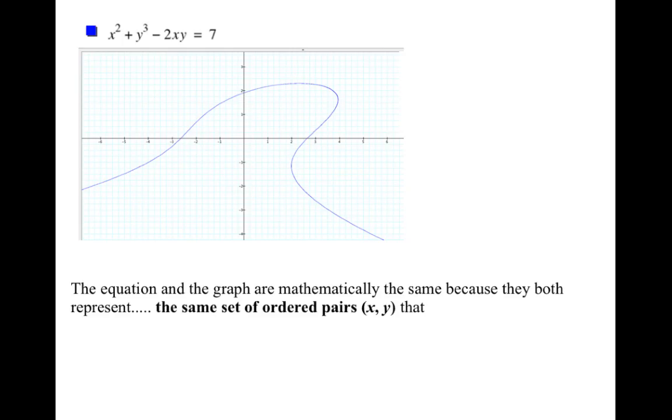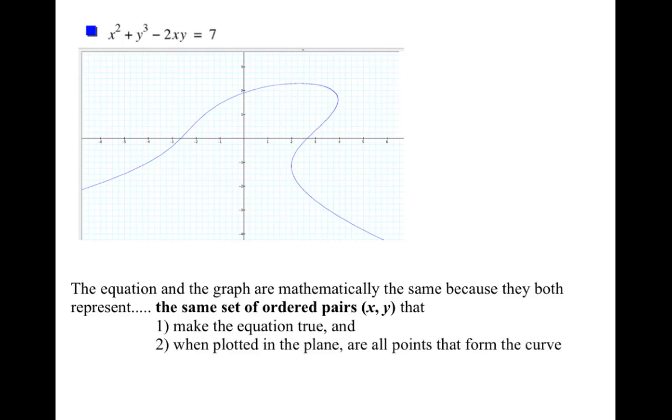Okay, so the equation and the graph are mathematically the same because they're the same set of ordered pairs that make the equation true, and when plotted, give us this curve. All right?